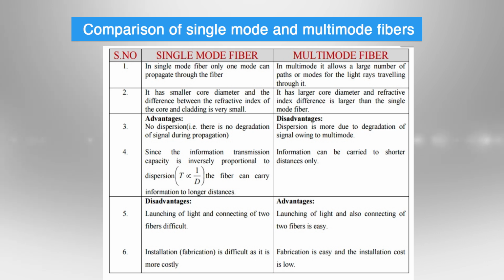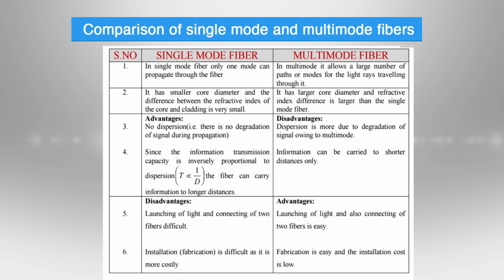If we consider the light propagation through both the fibers, then in case of single mode fiber, it allows only one mode of light to propagate, whereas multi-mode fiber allows multiple modes of light to propagate. If we compare bandwidth of both the fibers, then single mode fibers have higher bandwidth due to minimal modal dispersion, whereas multi-mode fiber has lower bandwidth due to modal dispersion.